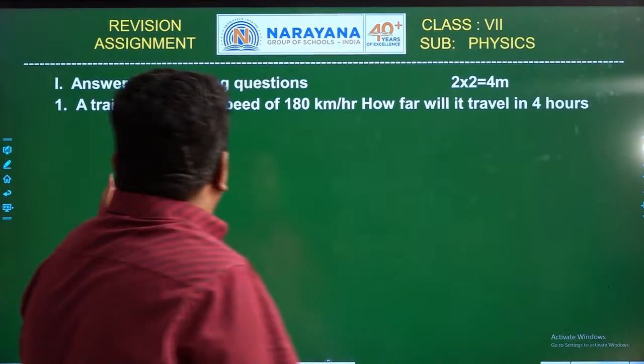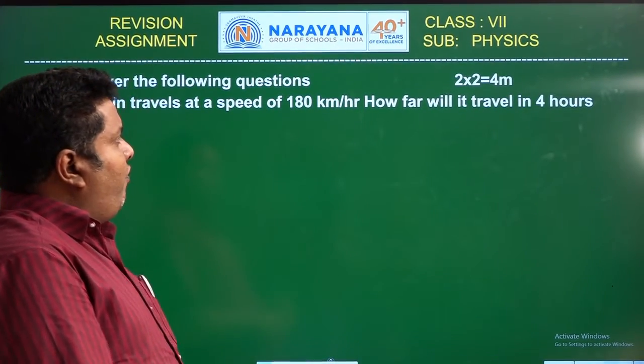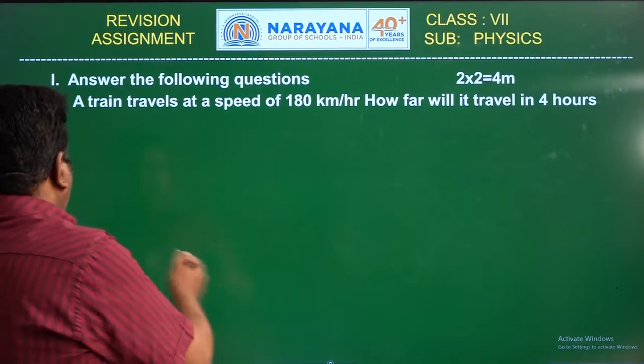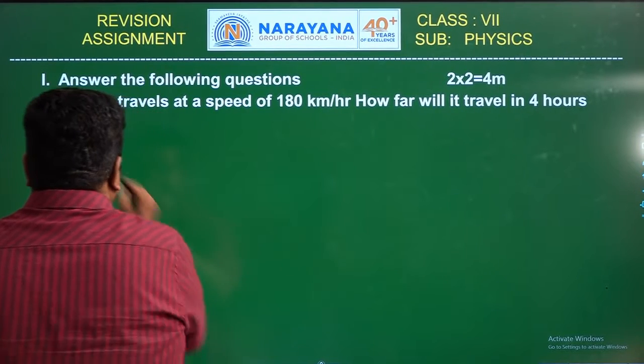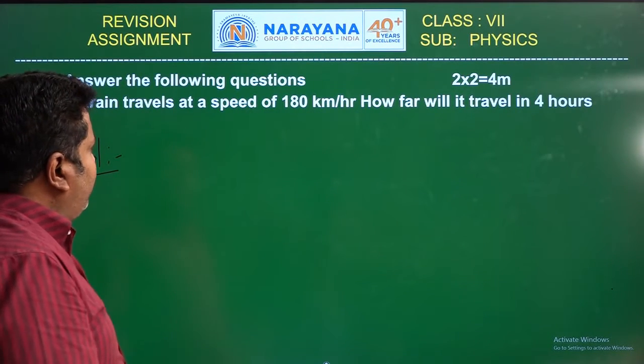The first question is, a train travels at a speed of 180 km per hour. How far will it travel in 4 hours? See the solution of this question.